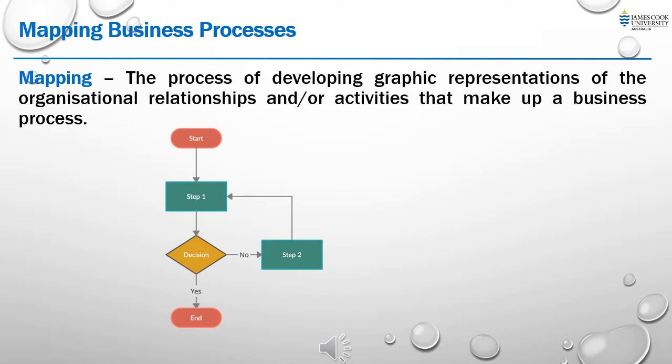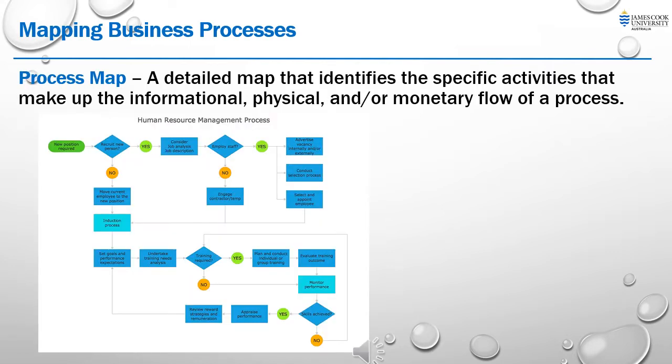So the purpose of mapping is to create a common understanding of the content of the process, like the activities, results, and who performs at the various stages, define the boundaries of the process, and also provide a baseline against which to measure the impact of improvement effort. So basically, a process map is a detailed map to identify the specific activities that make up the informational or physical, monetary flow of the process.